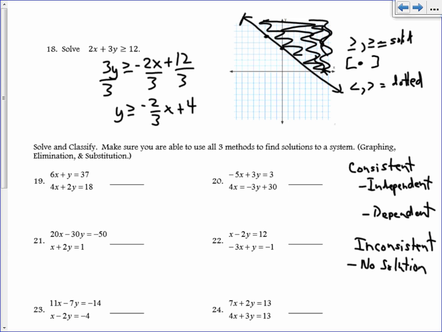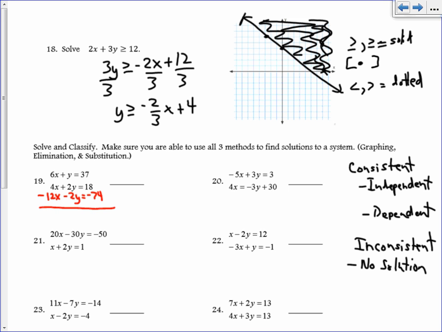6x plus y equals 37, 4x plus 2y equals 18. This says classify and use all 3 methods. What would I solve this one by if I were going to graph it? Solve for y. I could solve by substitution, but I'm going to solve this by the quickest way that I see. To me, that would be to take this equation right here and multiply everything by 2. That would give me negative 12x minus 2y equals negative 74.